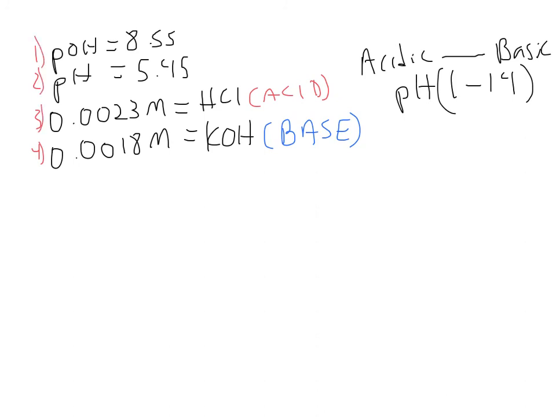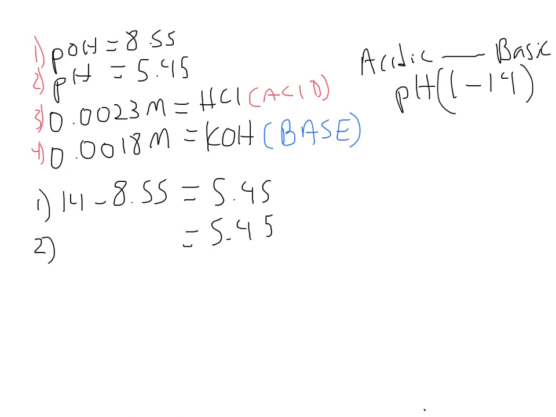Alright, so let's look at 1. How do we figure out the pH value? Simple. 14 minus 8.55 equals 5.45. Number 2. What's the pH of 5.45? Well, it equals 5.45. Nothing needs to be done there.